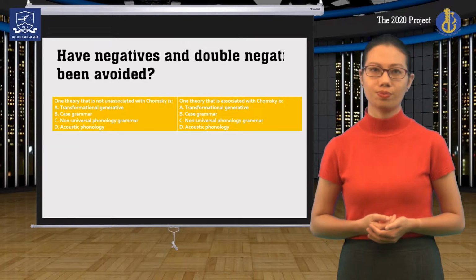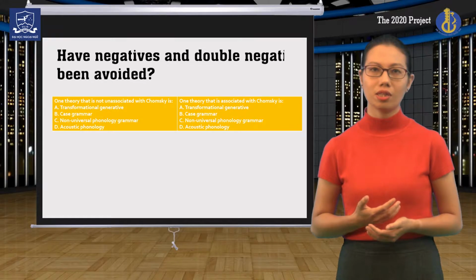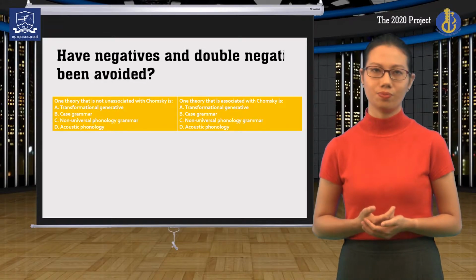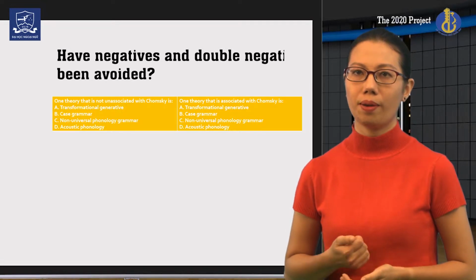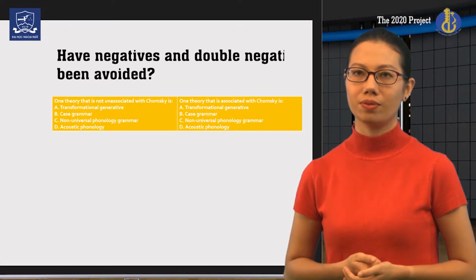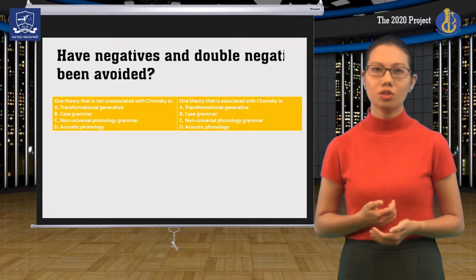For example, one theory that is not unassociated with Chomsky is A. Transformational generative, B. Case grammar, C. Non-universal phonology grammar, D. Acoustic phonology.